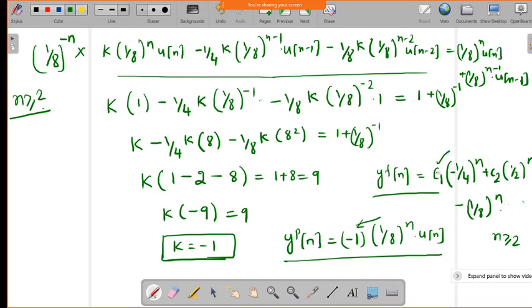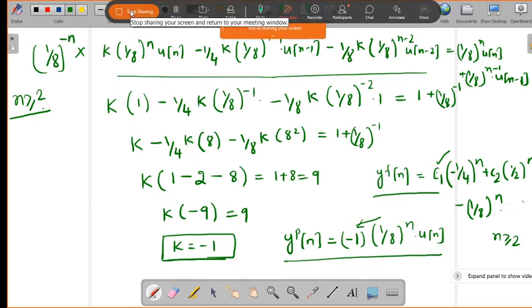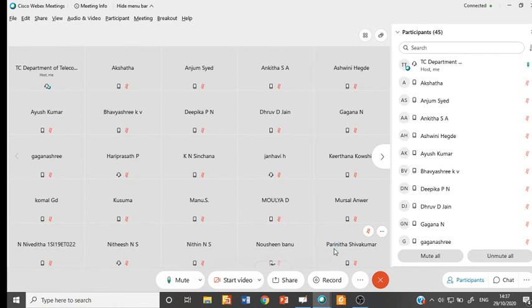Now you have to find out the value for C1 and C2. Assume all the initial conditions are 0. Okay. So assume all the initial conditions are 0 and try to find out the solution. So you can assume all the initial conditions are 0, means y of minus 1, minus 2, all these conditions you can take as 0, and you can find out the value of C1 and C2. So try to find out. First you put the value of n equal to 0 in the complete forced response equation. So you will get the equation for C1 and C2 and solve it. So try to solve.